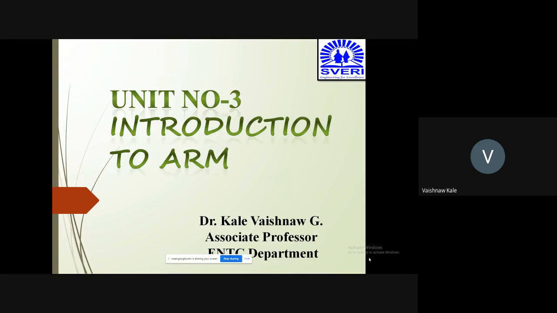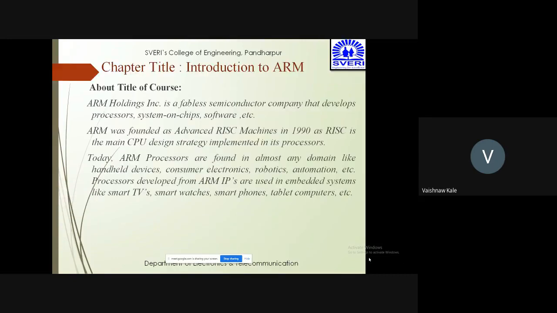Now we will start the revision one. This was the introductory part of ARM. ARM Holdings is a fabless semiconductor company that develops processor system on chips, software, etc. The full form of ARM is Advanced RISC Machines, which was invented in 1990, whereas RISC is the main CPU design strategy implemented in its processor. Today, ARM processors are found in almost any domain like handheld devices, consumer electronics, robotics, automation, etc.